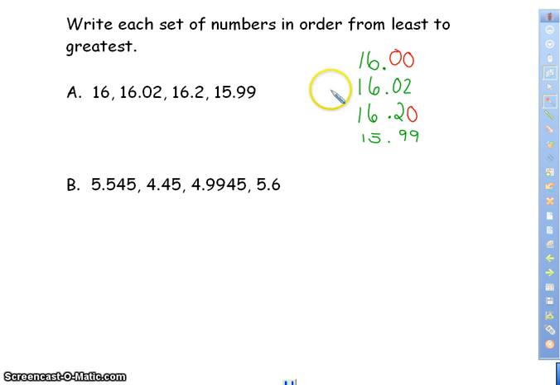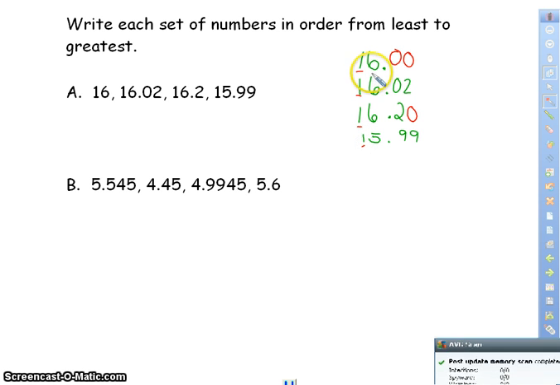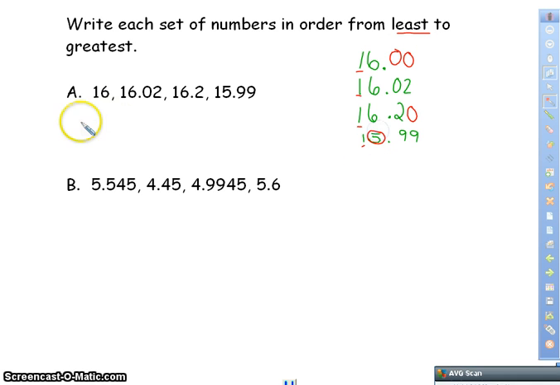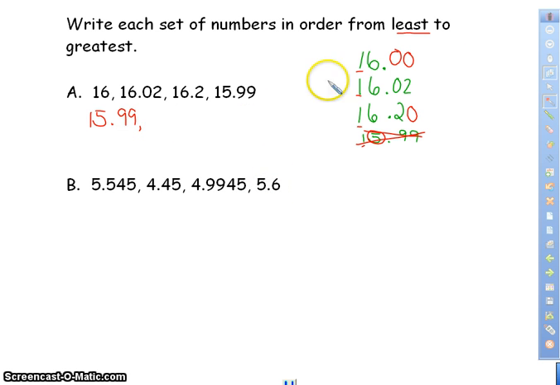Okay, so same as before, but now we're comparing all of the numbers. So I have all ones. But the next number I have is a 6, 6, 6, and 5. So that means that the 5 is going to be my smallest number, and since I'm going from least to greatest, I'm going to put my 5 first. So 15 and 99 hundredths is my smallest number. Now I'm going to take that out. I don't need it anymore. I've already placed it. Now I go to the next number.